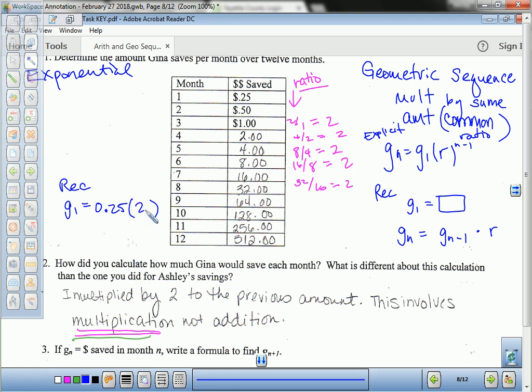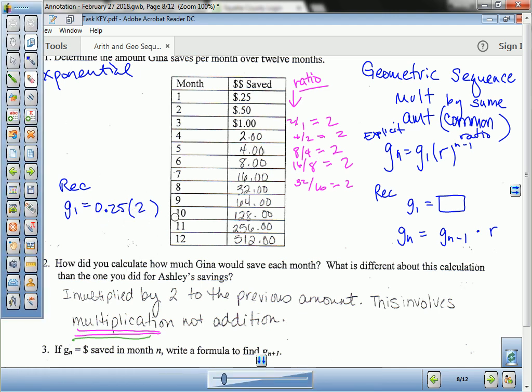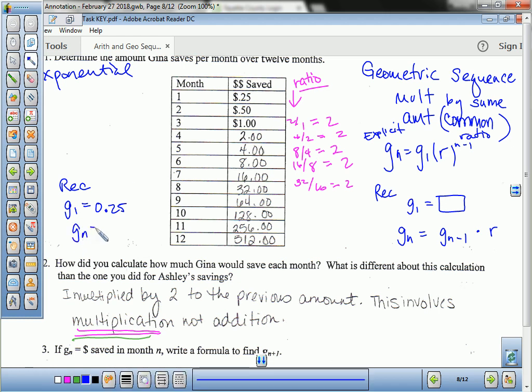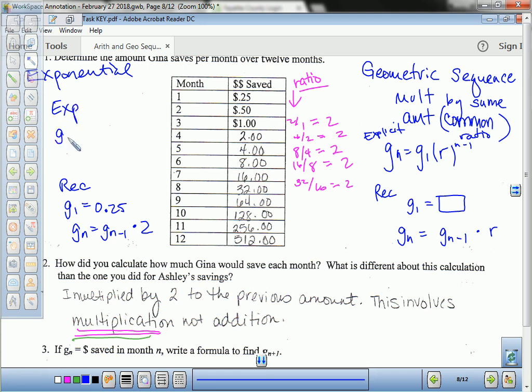It is 2. Oh, this is not recursive. This is explicit. Sorry. Hold on. And to get to any other term, we take the term before it and we multiply by 2. That's recursive. Explicit would look like what I was doing. G sub n equals the first term times the common ratio to the n minus 1. All right, so when we're multiplying, it's geometric, and these are our formulas.